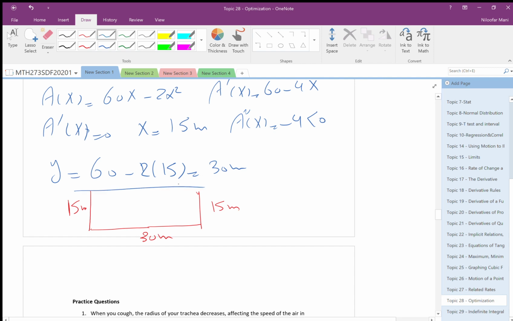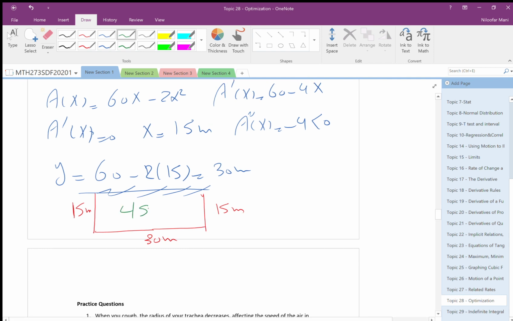Here is the building, you don't need fence for that, and when you multiply, it's 450, it's 450 meter squared for the area. Whatever else I do, maybe I use 60 meter fence to make a land, but the land would be smaller.